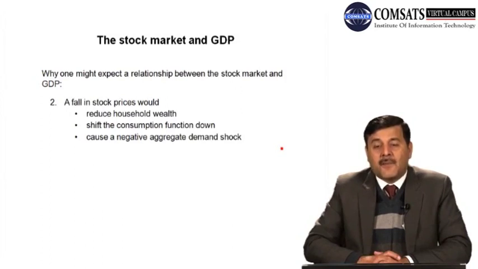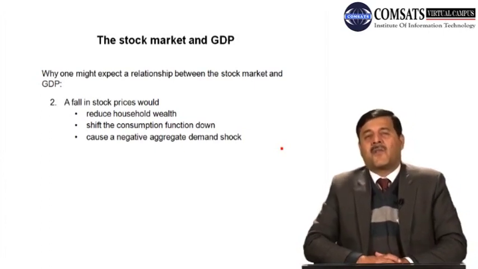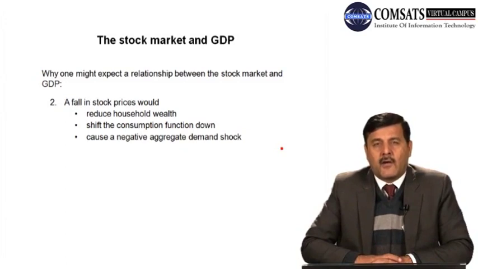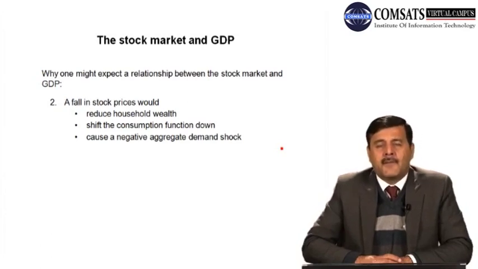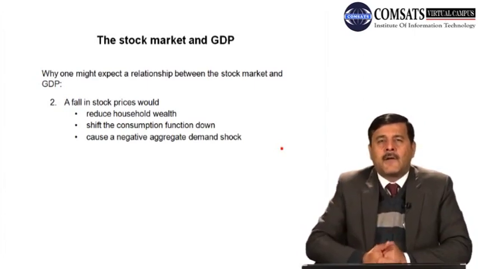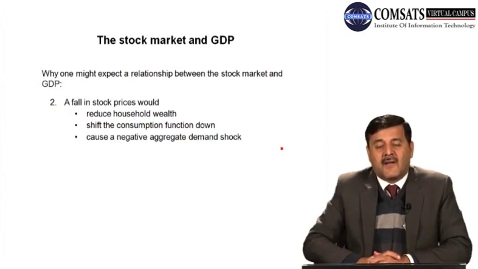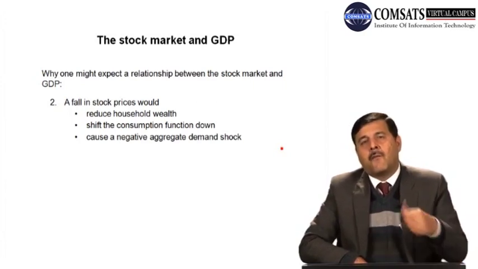Now, when there is a fall in the stock prices, what will happen? It reduces the household wealth. जो wealth है household की, उसमें कमी वाकई हो जाएगी. जब उसमें कमी वाकई होगी तो what will happen to the consumption function? Consumption function will shift downwards. Now, when the consumption function shifts downward, लोगों की consumption में कमी वाकई होगी, so this will again have a negative aggregate demand shock. So aggregate demand में कमी वाकई हो जाएगी. When the aggregate demand will go down, तो what will happen? जो overall level of investment है उसमें कमी वाकई होगी, investment से production में कमी वाकई होगी और GDP में कमी वाकई हो जाएगी.